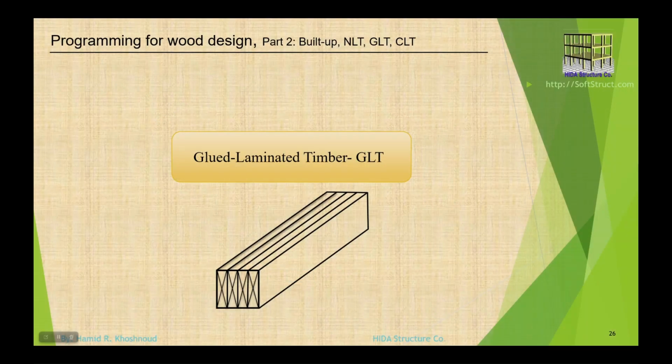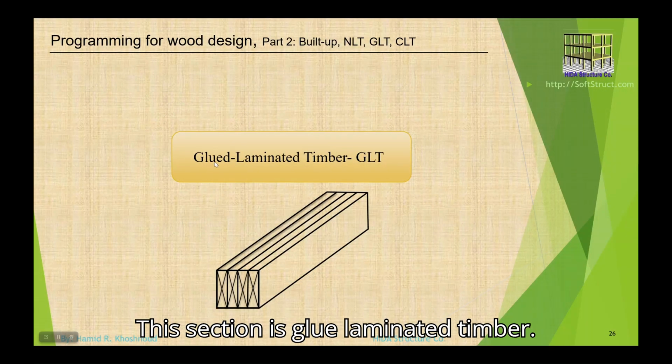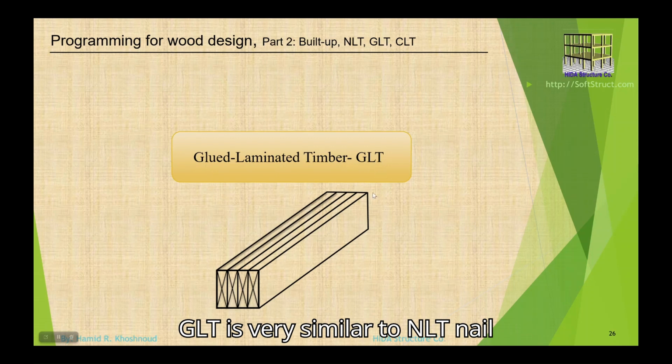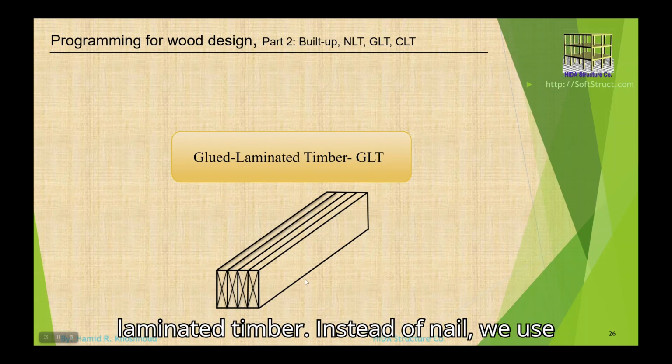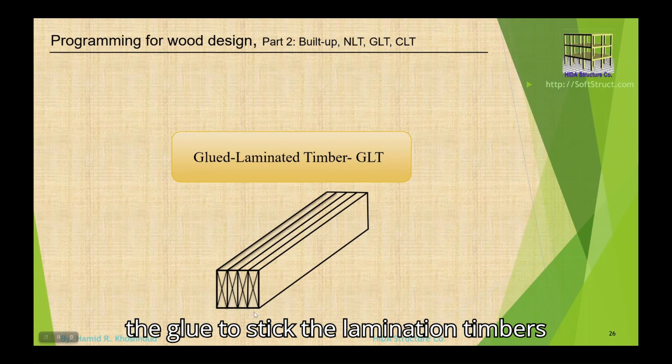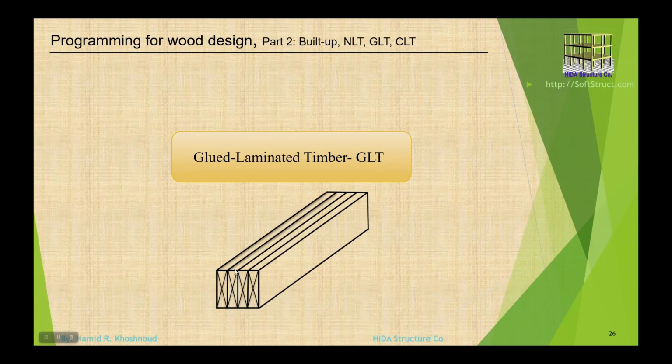This section is glue-laminated timber. GLT is very similar to NLT, nail-laminated timber. Instead of nails, we use glue to stick the lamination timbers together.